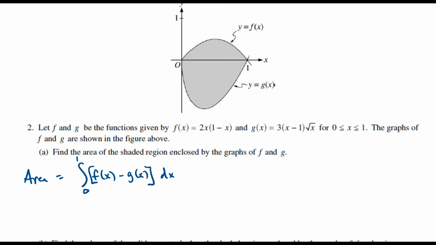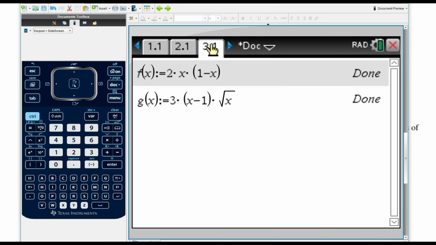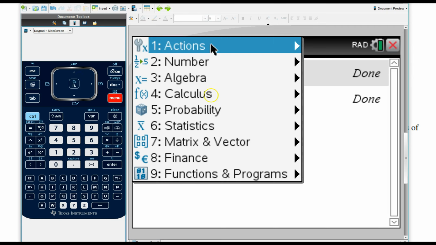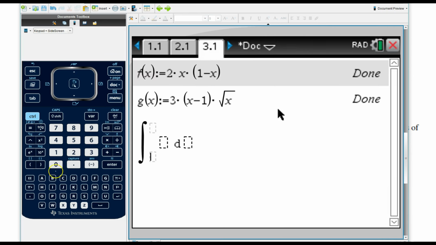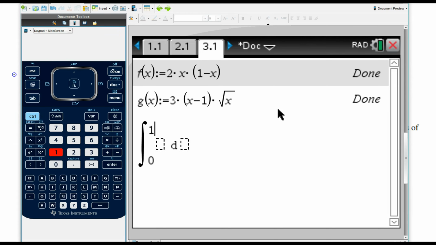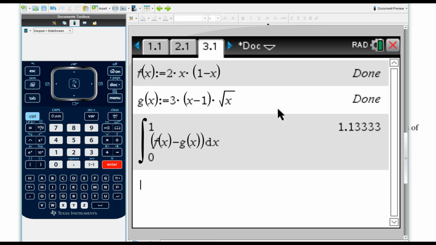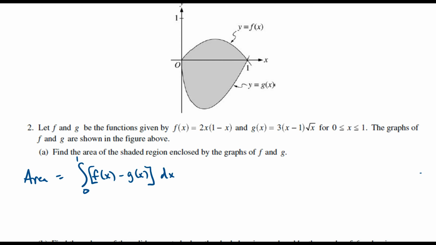So I'm just going to go to the calculator real quick. Alright, so on the calculator I have the two functions defined. Menu, calculus, numerical integral, bounds are 0 to 1. And I'm going to have f of x minus g of x with respect to x. And I get 1.133. And there are no units, so it's just 1.133 is my final answer. This is a 2-point problem right there.